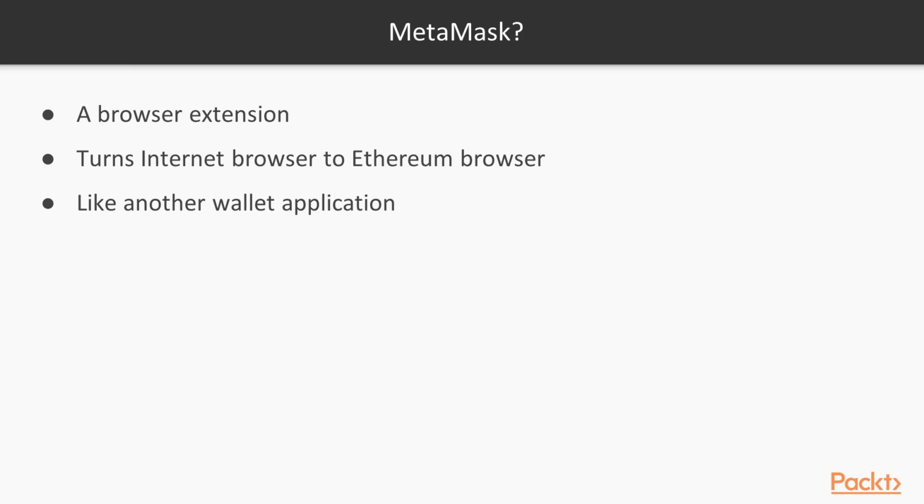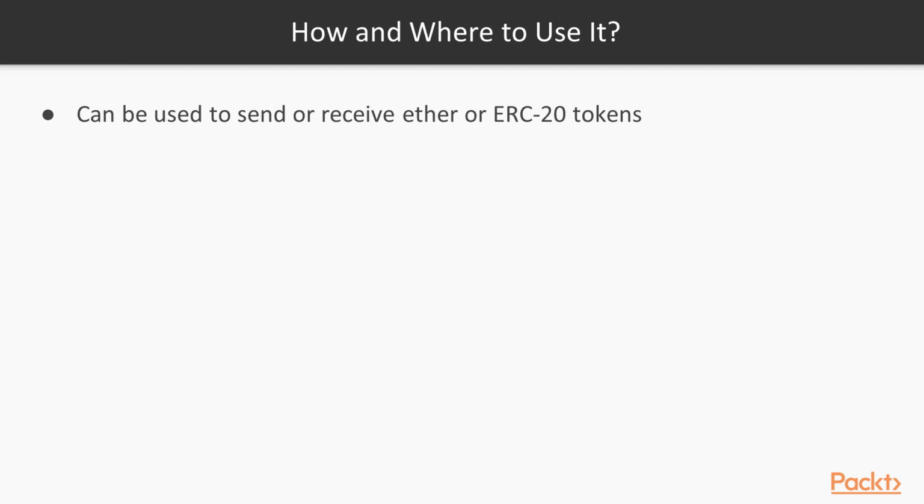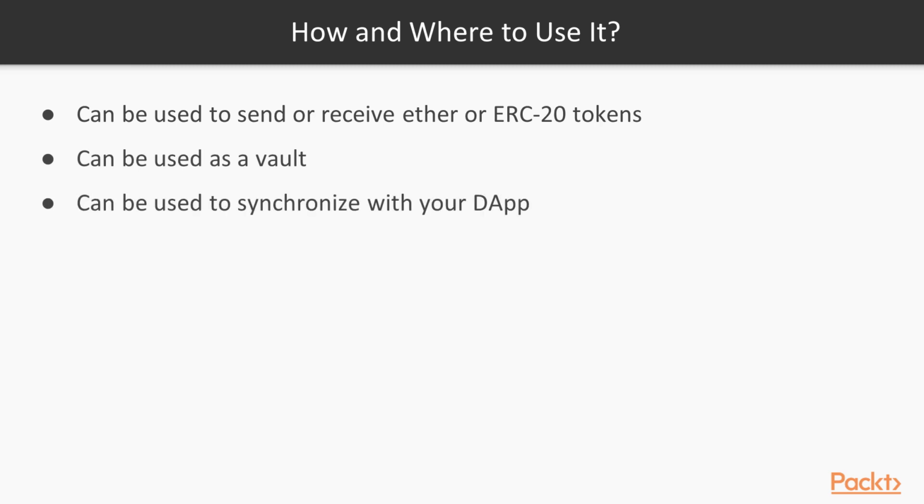In MetaMask, we can always create more accounts, and all these accounts are safely stored and no one can access them apart from you. So how and where do we use it? It can be used to receive or send any tokens which are ERC20 or ERC223 or Ether tokens. It can be used as a wallet, and can be used to synchronize with your decentralized application.